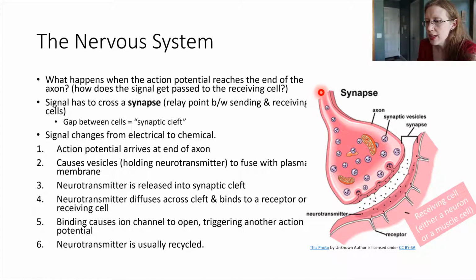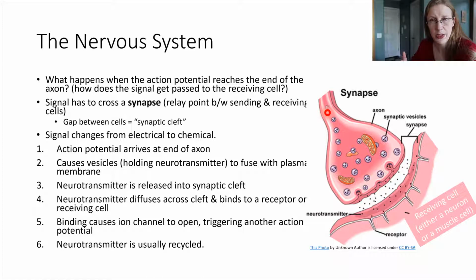And what happens when the action potential makes it down here to the end is that the vesicles that are right here at the end are triggered to fuse with the membrane. These vesicles are carrying molecules called neurotransmitters. The neurotransmitters will diffuse across this gap called a cleft, and the neurotransmitters will bind to the receiving cell. That will cause an ion channel to open in the receiving cell, and that starts up a whole new wave of an action potential.